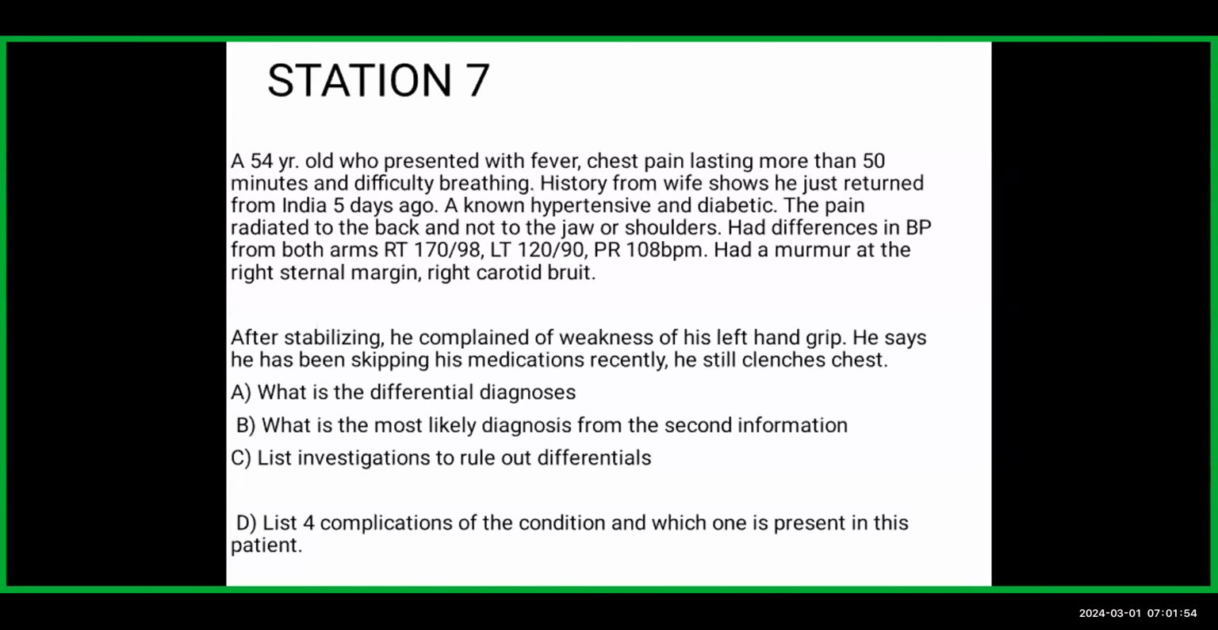Thank you very much. This question reads: a 54-year-old presented with fever, chest pain lasting more than 50 minutes, and difficulty breathing. History from his wife shows he just returned from India 5 days ago. He is non-hypertensive and diabetic. The pain radiated to the back and not to the jaw or shoulders. He had differences in blood pressure between both arms, the right being 170/98 millimeters of mercury and the left 120/90 millimeters of mercury. There was tachycardia with a pulse rate of 108 beats per minute, and a murmur at the right sternal margin and a carotid groove.